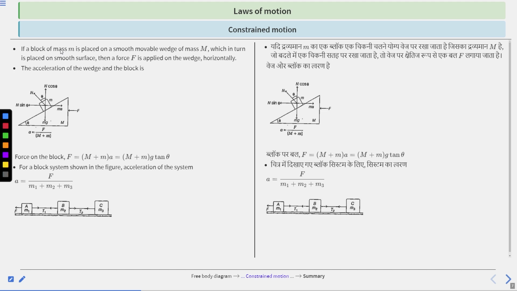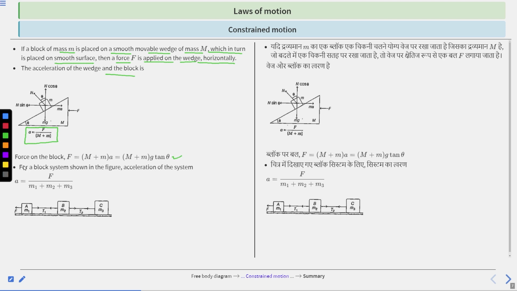Next, if a block of mass m is placed on a smooth movable wedge of mass M, which in turn is placed on a smooth surface, then a force F is applied on the wedge horizontally. Clear? So the acceleration of the wedge and the block is A equal to F divided by (M plus m). This one is the acceleration. So the force on the block F is equal to (M plus m) A, which is equal to (M plus m) g tan theta.